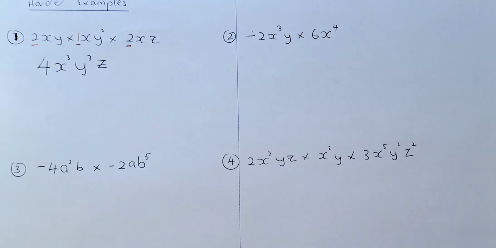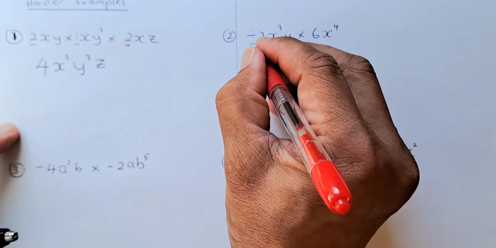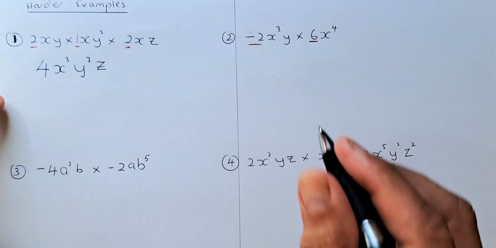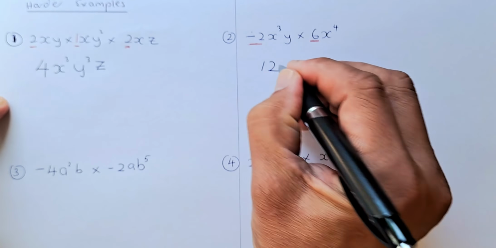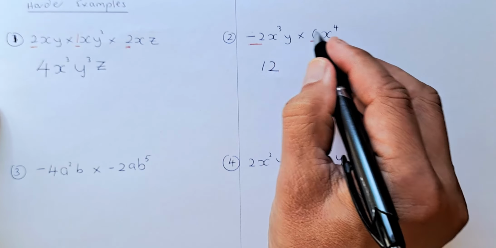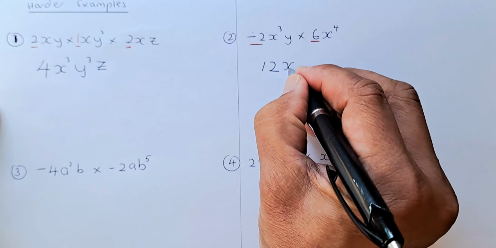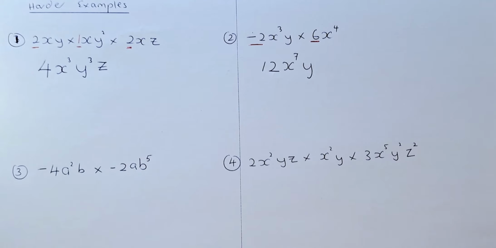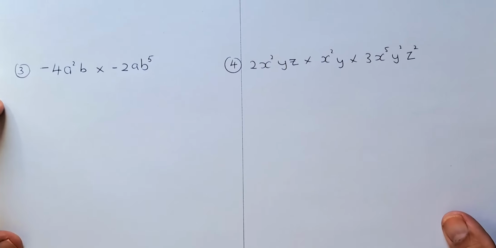Example 2. You have negative 2 multiplied by 6. So negative 2 multiplied by 6 will give you negative 12. And then x cubed times x^4 is going to be x^7. And then y on its own, so let's put y. Okay, now we look at examples 3 and 4.